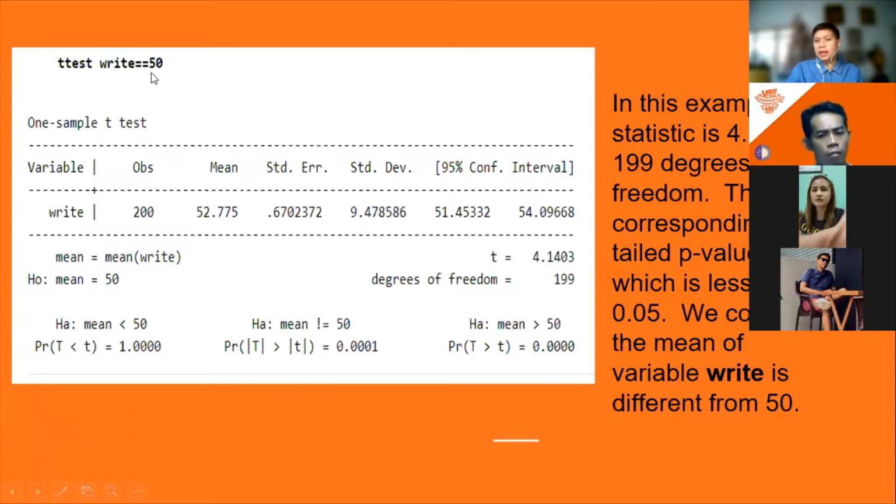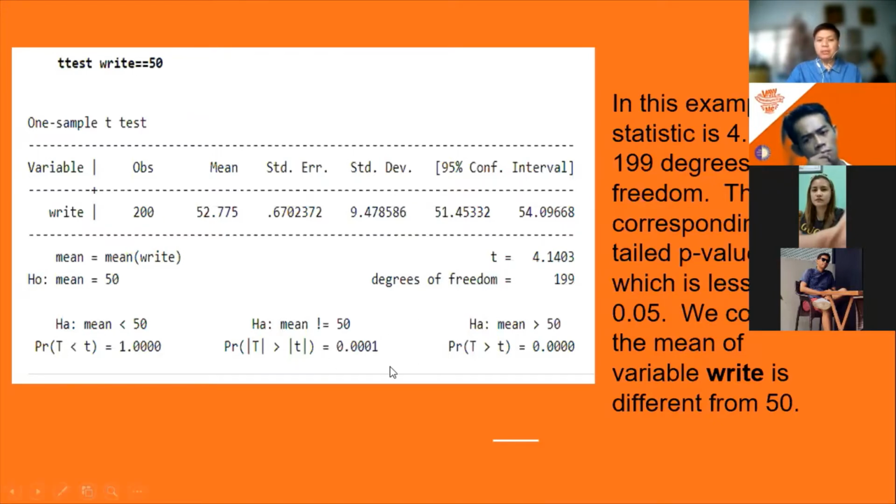Okay, so last time, we compared the average writing score of those students that we sampled. Okay, the average writing score was 52.775. And then we compared it to the national average of 50. Okay, which is higher. There is a difference of 2.775. But as we studied last time, the question is there a significant difference?